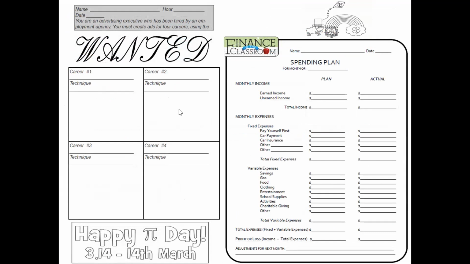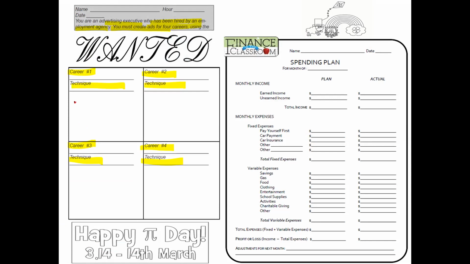Now that you know how much you're spending and whether you're over budgeting or under budgeting, having a good career can definitely assist you with that process. If you want to buy expensive things, then obviously you need to have a good job. So, you are an advertising executive who has been hired for an employment agency. You must create ads for 4 careers using the want ad. Come up with 4 careers that you would like to look into. Tell me the techniques of what is required, and then tell me what your career ad looks like.